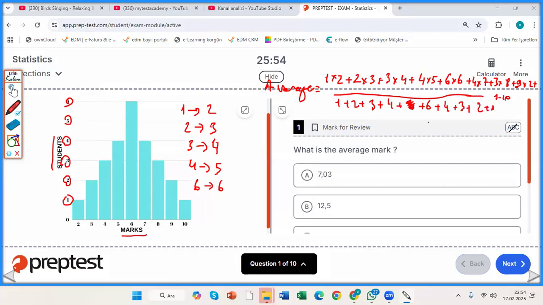Okay. In total, let me show you the total value. Can you please calculate this value? Just a second.